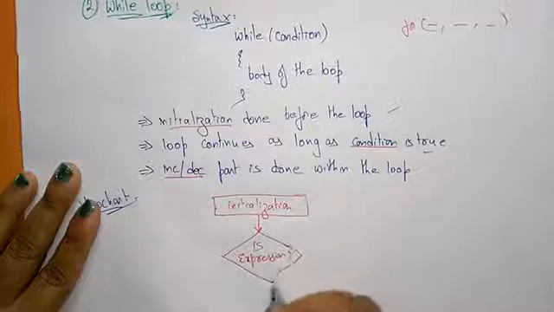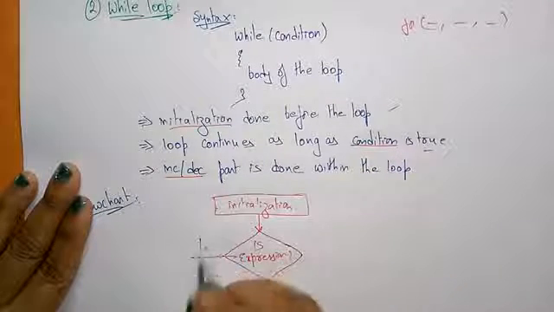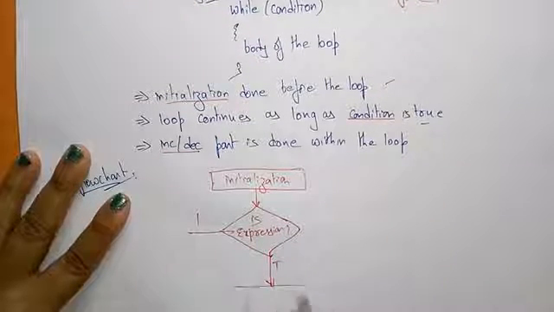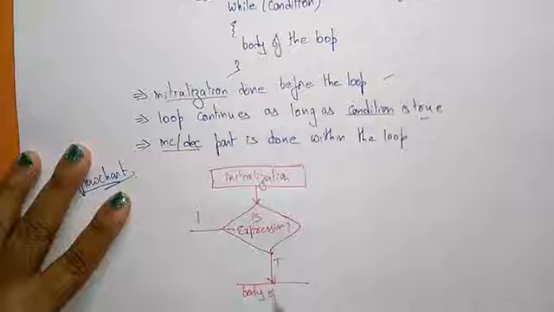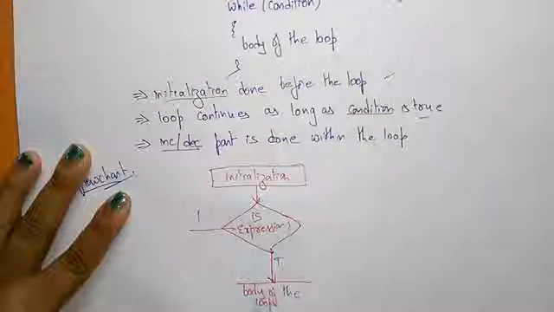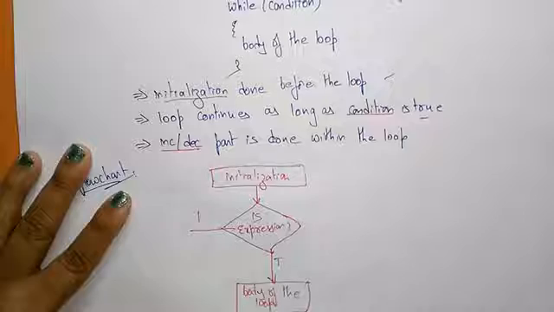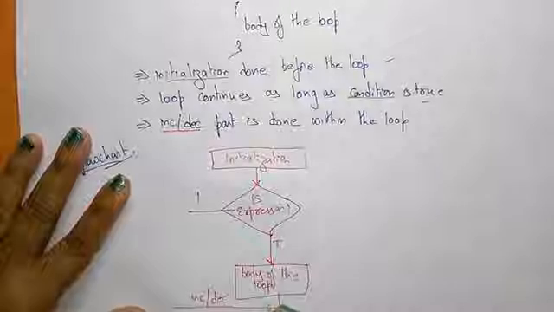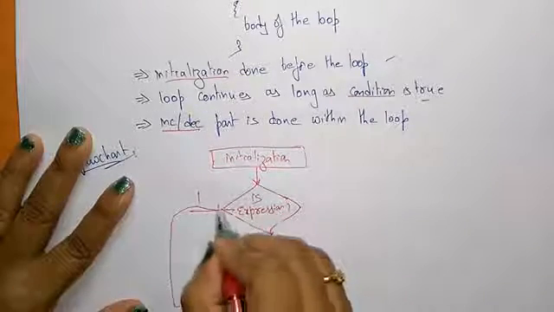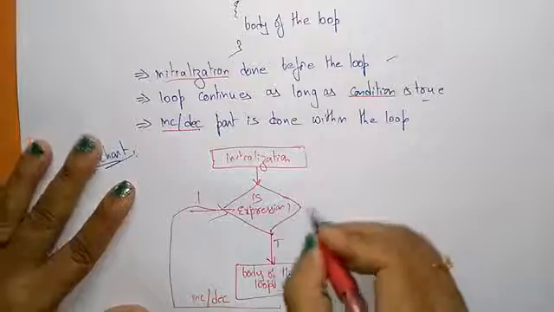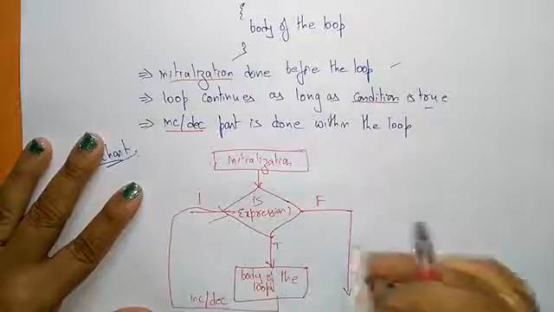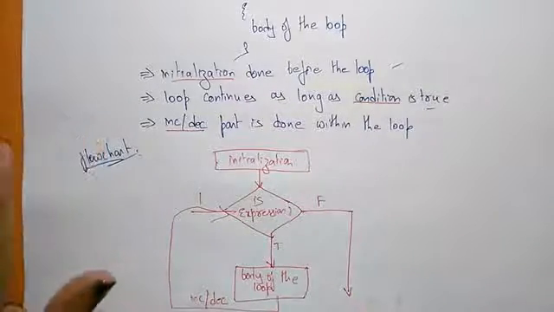Suppose the expression is true, it executes the body of the loop. After that, it increments or decrements the value of the variable and continues the loop until the condition is false. Suppose the condition is false, it exits the while loop and continues with the remaining parts of the program. Now let us see the program for this.